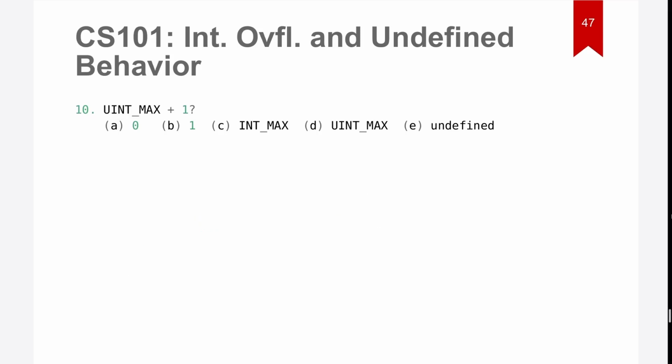Unsigned int max +1 will result in 0. Since that's the largest unsigned value, if there's a wraparound, that is actually defined because it's unsigned. That will result in 0, and that's guaranteed. Negative int min, we already had that. That is undefined because it's signed wraparound to the max, but it results in int min again.